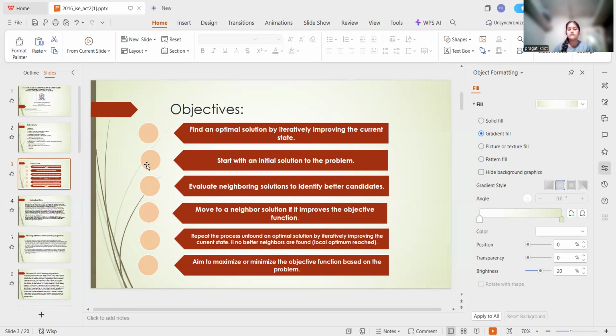Third is to evaluate neighboring solutions to identify better candidates. Fourth is to move to a neighbor solution if it improves the objective function. Then the process finds the optimal solution by iteratively improving the current state. If no better neighbors are found, it means a local optimum is reached. Last is to aim to maximize or minimize the objective function based on the problem.